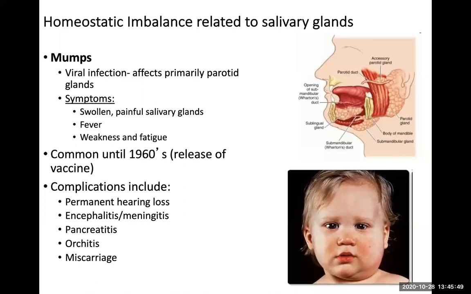Okay, so just a real quick overview of a homeostatic imbalance that's related to the salivary gland. So mumps is a viral infection of the parotid gland, mostly the parotid gland. The symptoms associated with mumps are, of course, the swollen parotid glands. That's how it gets its name, mumps. It gave people kind of a lumpy appearance in the face.